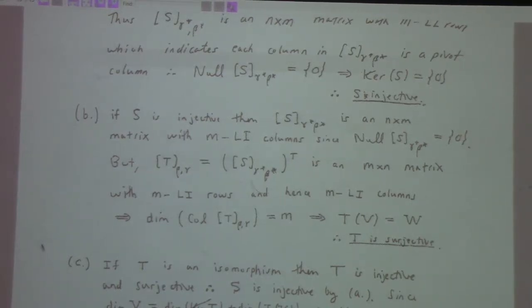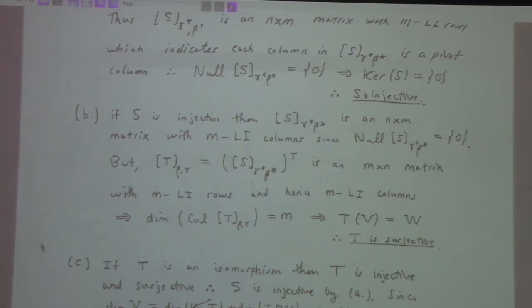I'm sorry, this one was: S is injective. So that tells me that the kernel of the transpose of the matrix is 0, which tells me something about the number of linearly independent rows, which then tells you I have that many linearly independent columns in the matrix for T, which is to say that that's surjective.